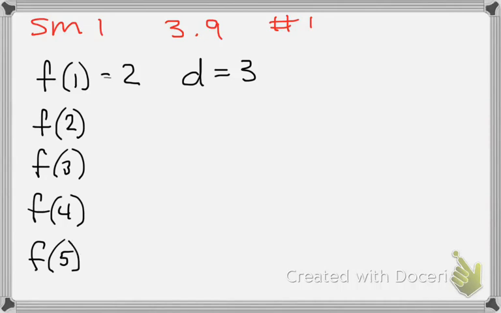So, it's a recursive formula. All I have to do to find the next term is take the number before it and combine it with my common difference, right? So, it's arithmetic, I'm adding, right? Very good. So what is 2 plus 3?